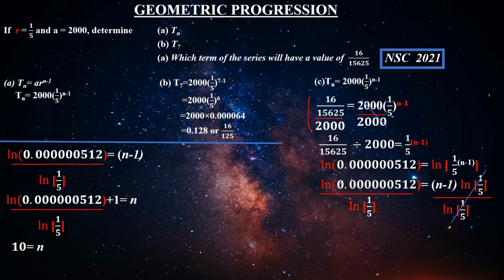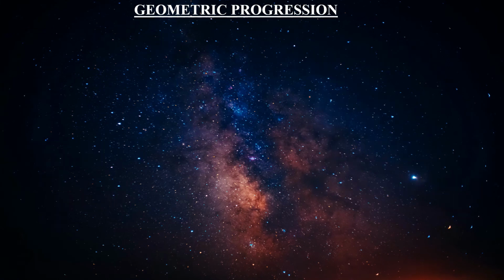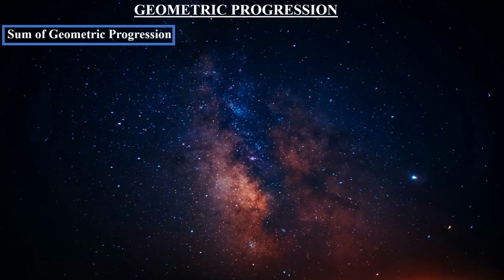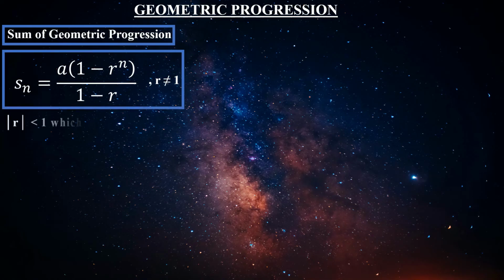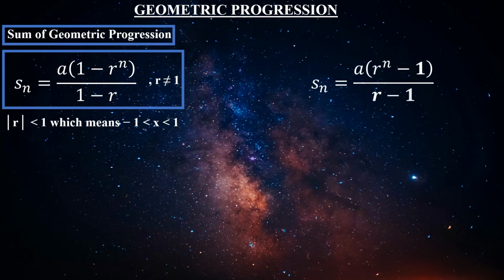Like I said, if you need the index right here, you can just change this to the power of 5. Now we're going to look at the sum of a geometric progression. We have two formulas, and it all depends on the value of r. The first formula is a times 1 minus r to the power n over 1 minus r. This formula is valid when the value of r is less than 1. We have another formula: a times r to the power n minus 1 over r minus 1, just the opposite of that. This one is used when the value of r is greater than 1.